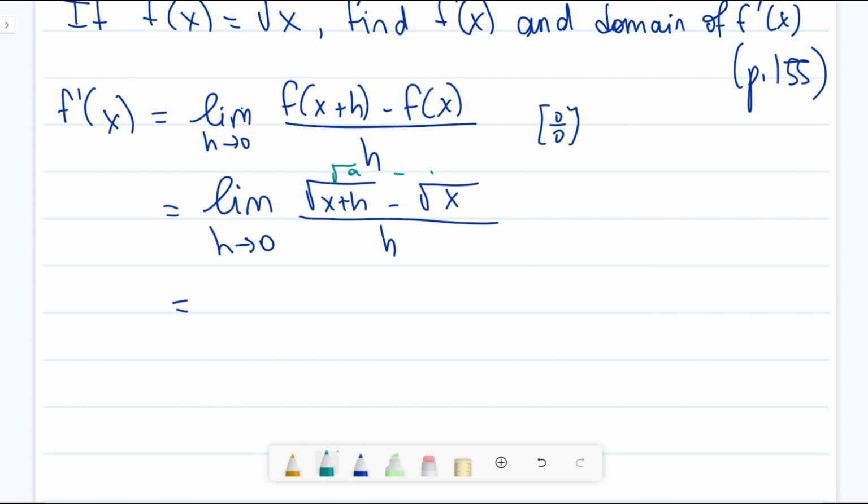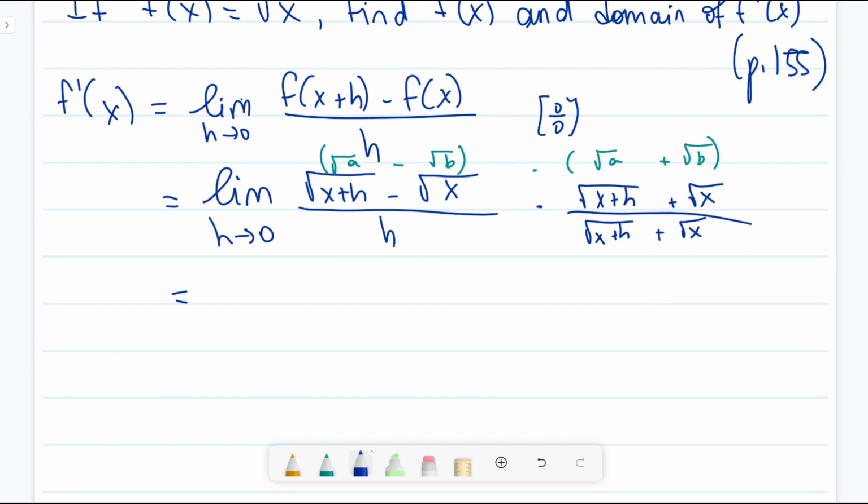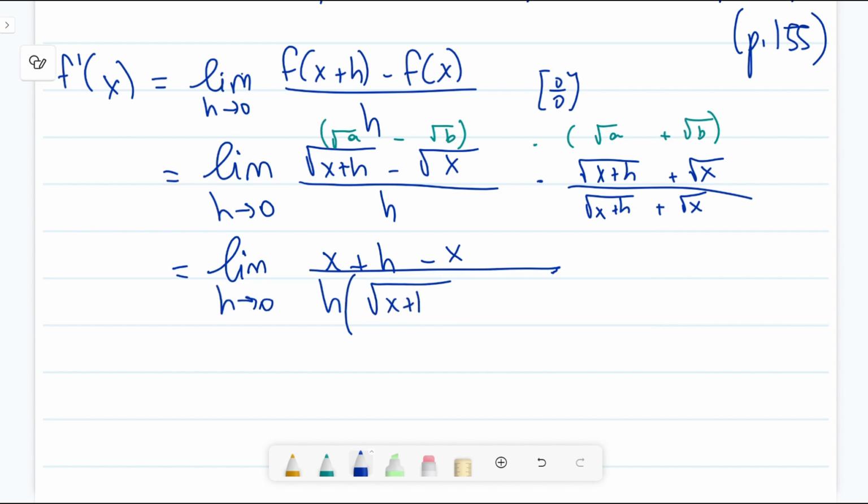A reminder that this is square root of a minus square root of b. If I multiply it by square root of a plus square root of b, I would get a minus b. So let's do that. So I will multiply it by square root of x plus h plus square root of x. Again, I should multiply the numerator and the denominator. And this would give us, as I said, in the numerator, a minus b. And in the denominator, h times the square root of x plus h plus the square root of x.